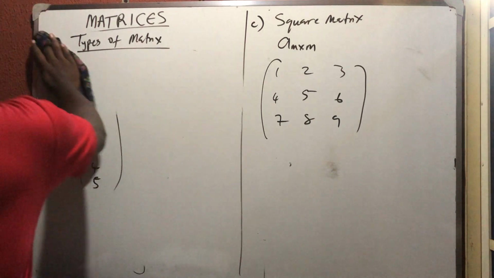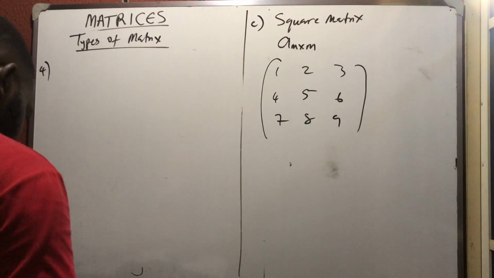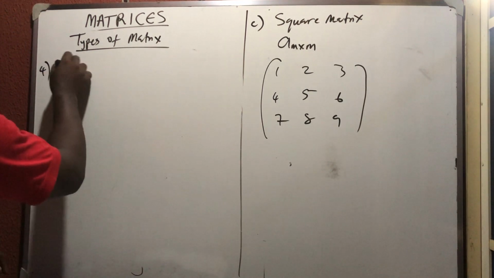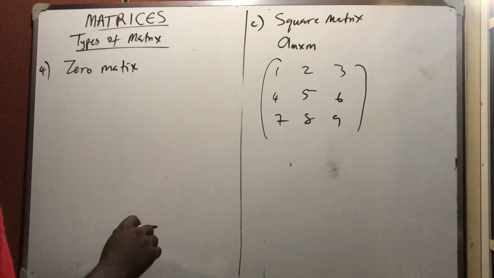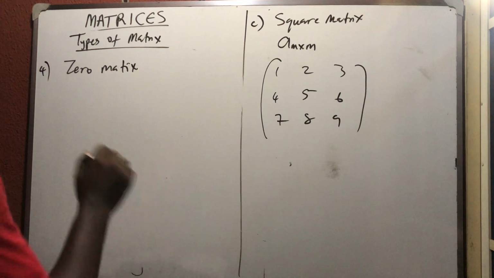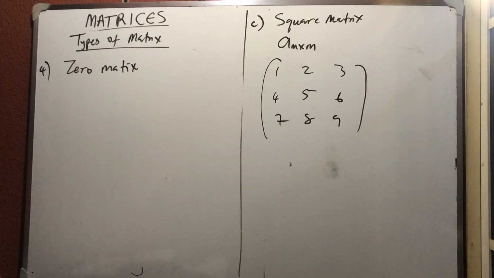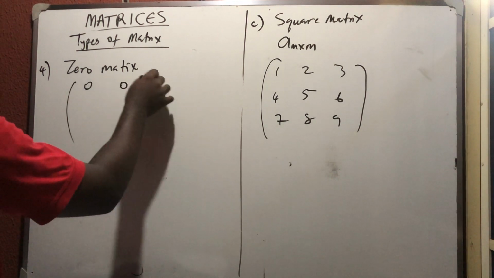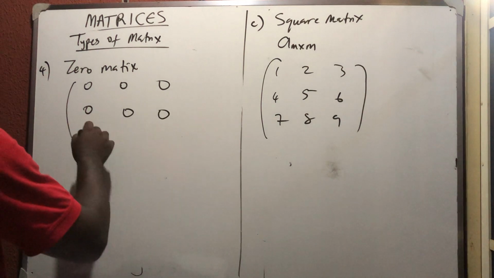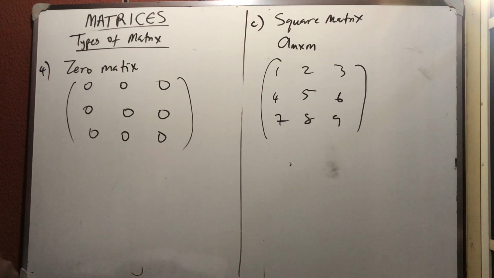So number 4 is the zero matrix. A zero matrix does not have any leading entry. Everything there should be 0. We don't mind whether they are square or not. Just know that everything in that matrix is going to be 0: 0, 0, 0, 0, 0, 0, 0. Whether they are square or not is not our business. Just know that all the entries in it are going to be 0.